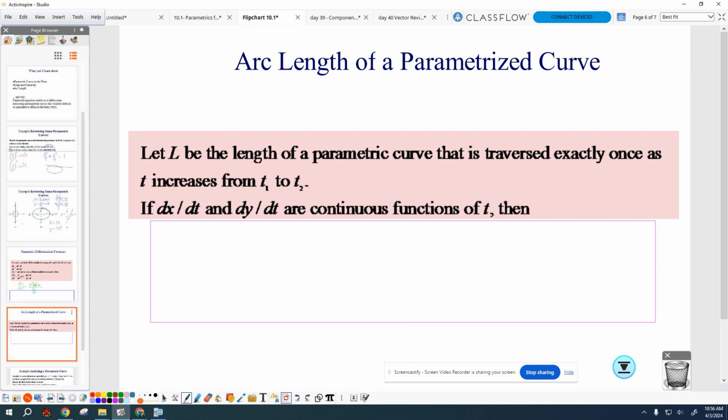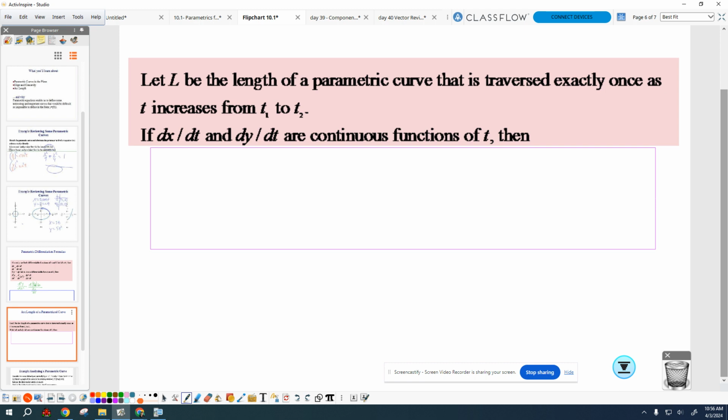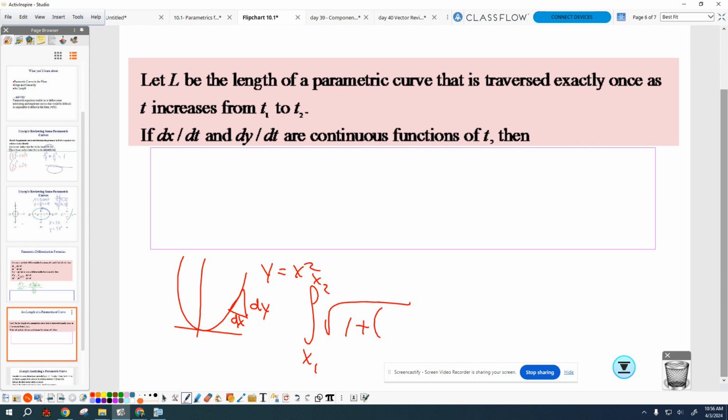Again, this time the curve is parametric. When I did this one, y equals x squared, if we wanted the length of the curve, well, that was change in x, change in y, and we went from one x to the other x, and did the square root of 1 plus the slope squared. Is it at all familiar? Yes. It said no.